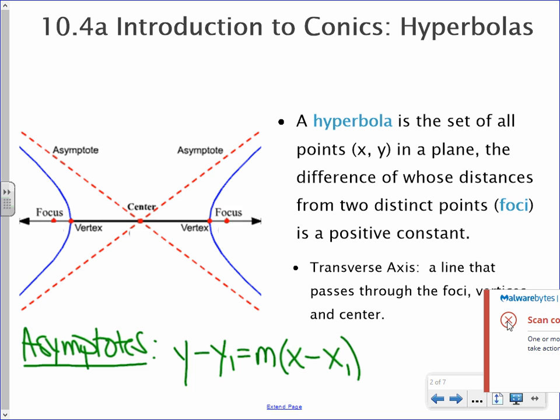So, let's talk about the difference in a vertical and horizontal hyperbola and how we recognize their equations. Okay, so let's just hop back in time a moment. Parabolas, we knew we had a parabola because of what in our equation?